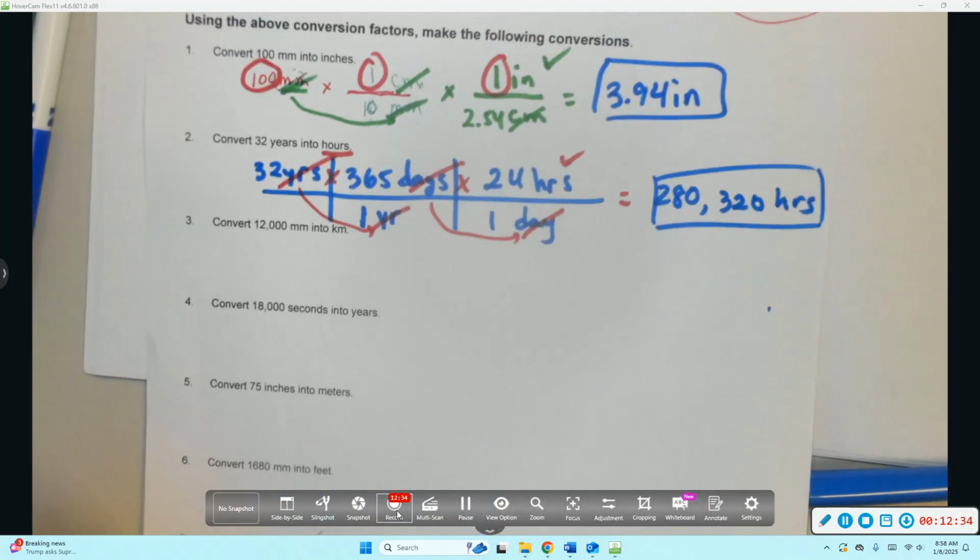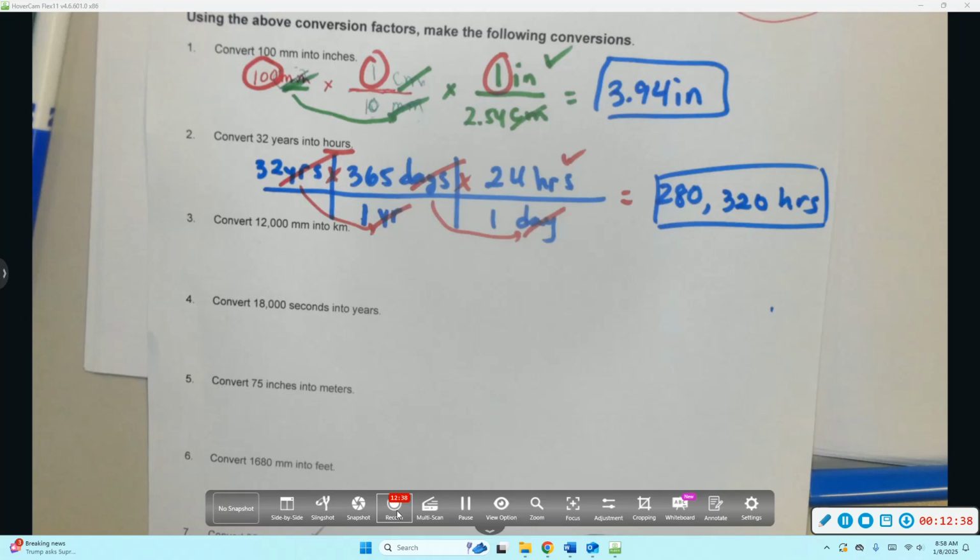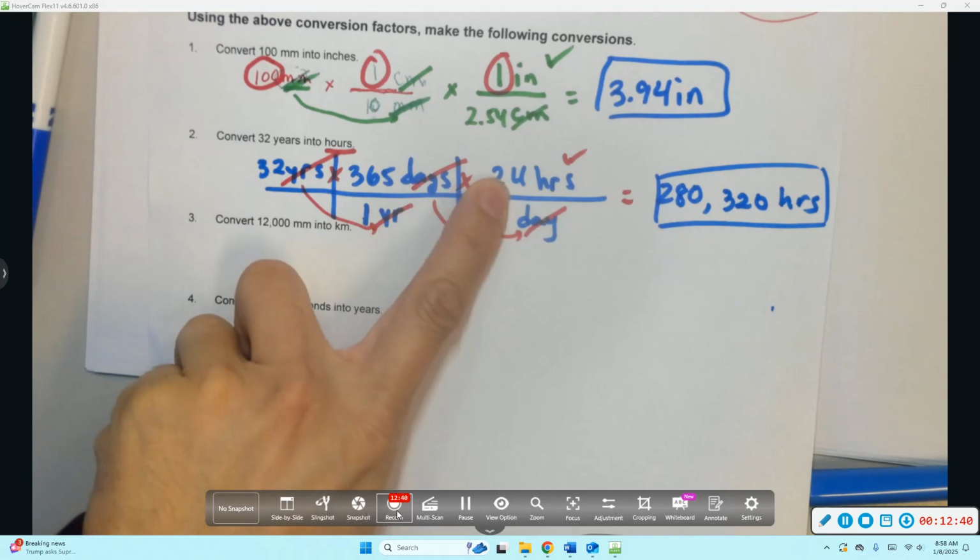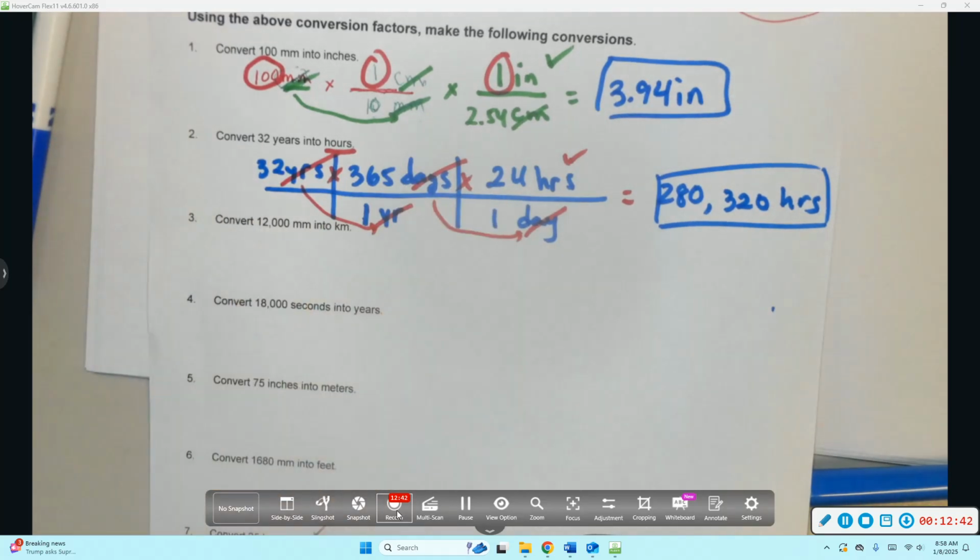Make sure you show your work like this all the time. After you show your work, you just need to punch it in your calculator. Remember, multiply the top, divide by the bottom, and you always get it.